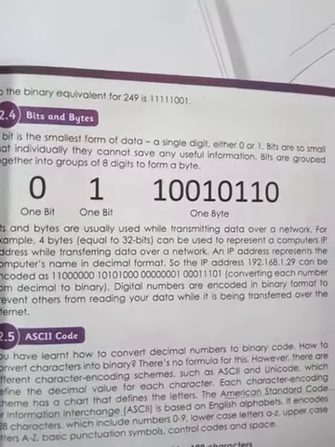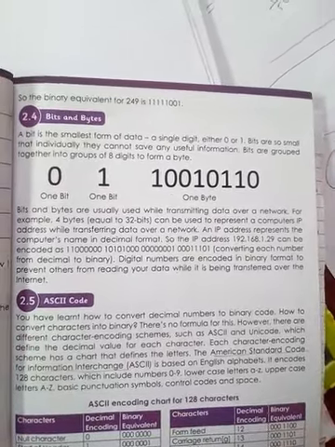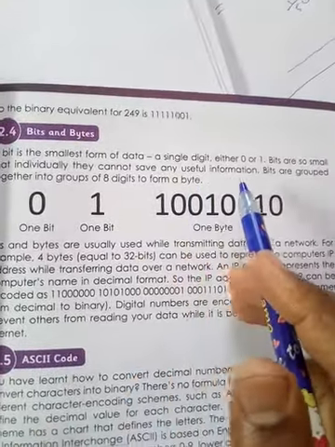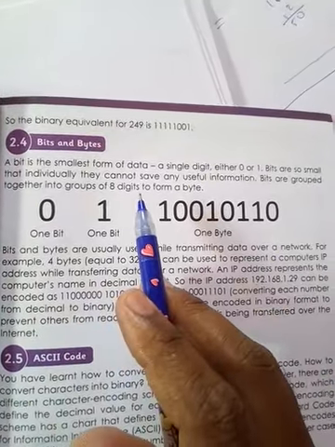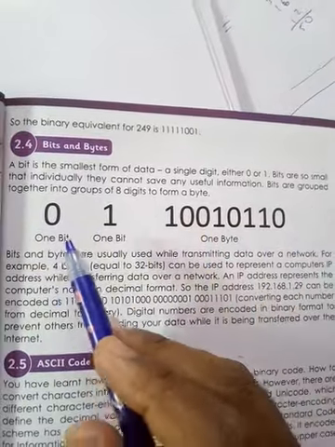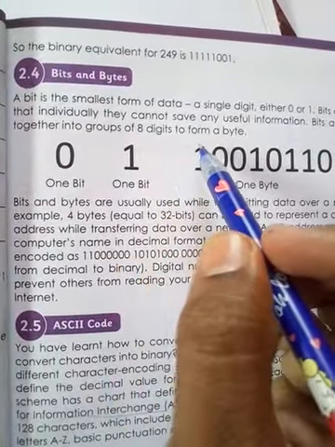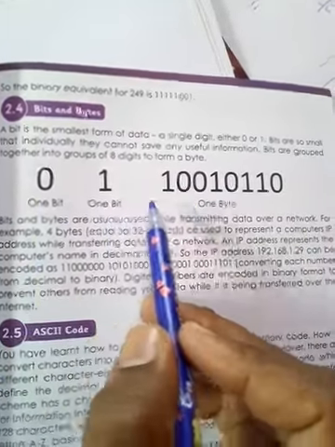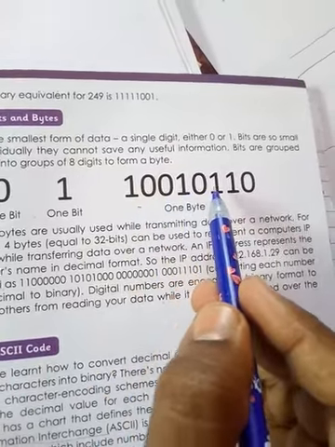Then the next thing is bits and bytes, 2.4. A bit is the smallest form of data, a single digit, either 0 or 1. Bits are so small that individually they cannot save any useful information. Bits are grouped together into groups of 8 digits to form a byte. You can see here, this is 1 bit and this is 1 bit, and these form 8 digits: 1, 2, 3, 4, 5, 6, 7, 8.